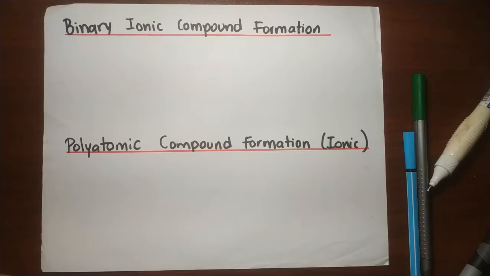So this time in chemistry, we'll be learning how to form ionic compounds. Now let's take a look. Ionic, just as a reminder, means that it's a compound formed by a positive and a negative ion, the positive ions being cations and the negative ions being called anions.